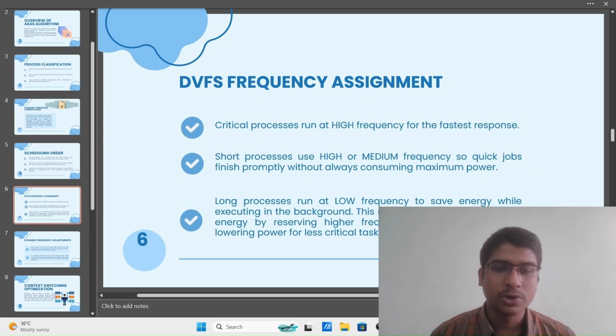Now comes the most important part, DVFS, dynamic voltage and frequency scaling based execution. We assign CPU frequency as follows: critical process high frequency, short process high or medium frequency, long process low frequency. This ensures that the most important tasks are executed quickly, while less important ones consume less energy.